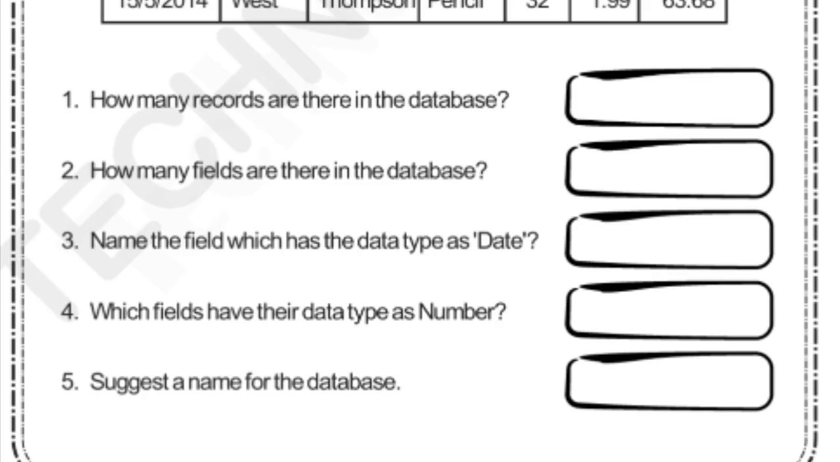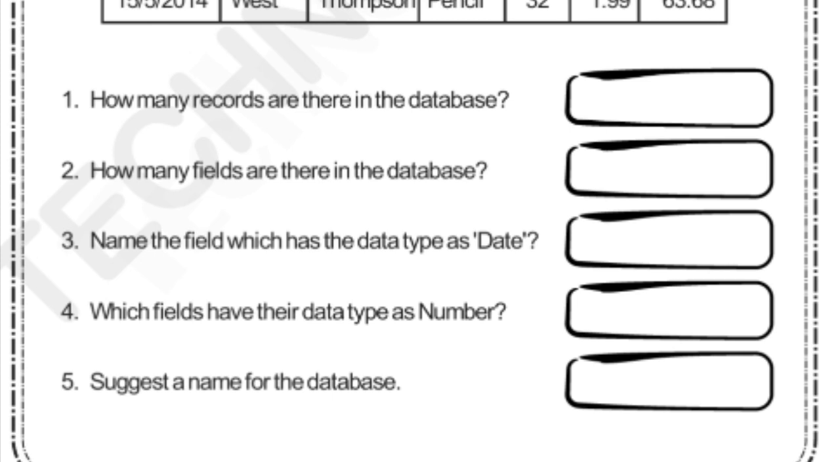The first question: how many records are there in the database? We have 9 rows in the table, so 9 is the answer. How many records? Each row we can say is a record in the table. We have 9 records in the database. 9 sales representatives, and the selling details are mentioned in the table. So 9 is the answer.